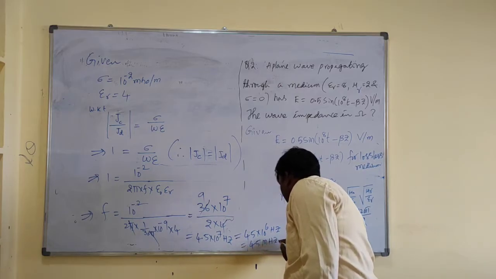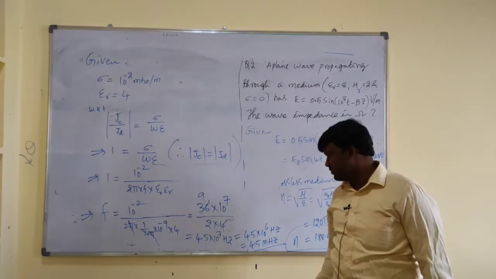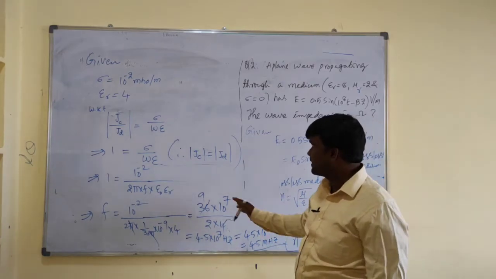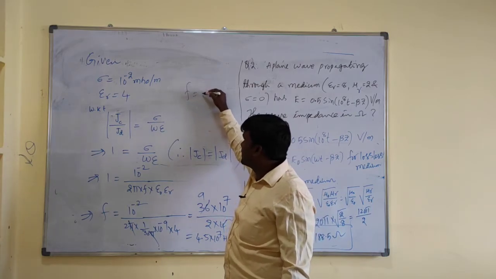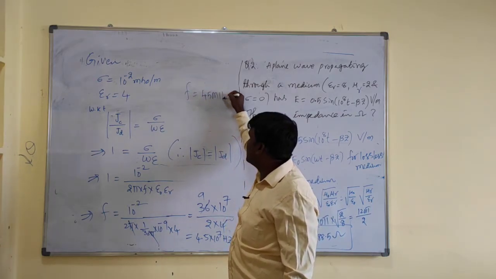So that means at this frequency, conduction current is equal to the displacement current. So the answer is f equal to 45 megahertz.